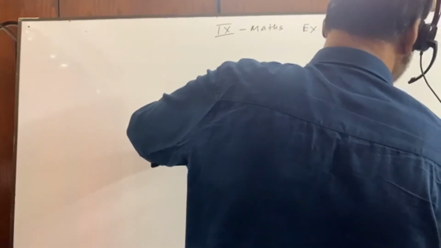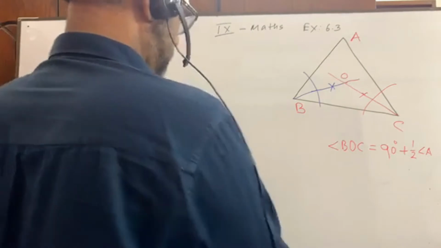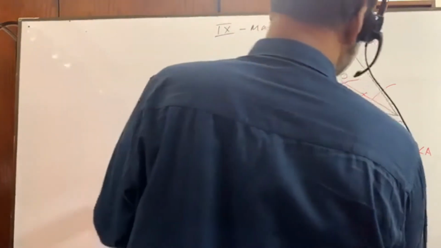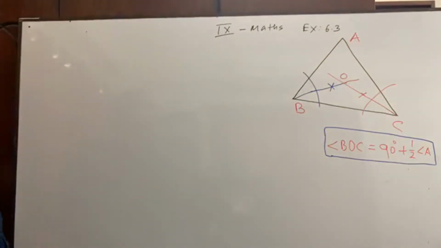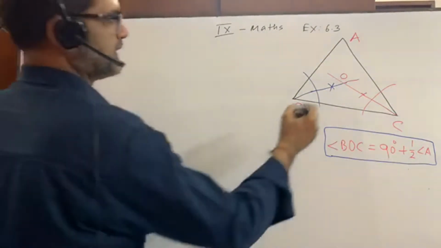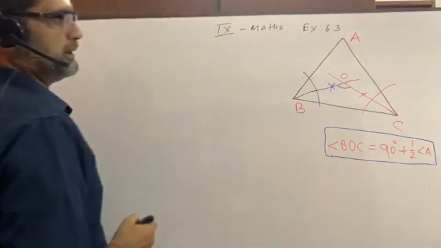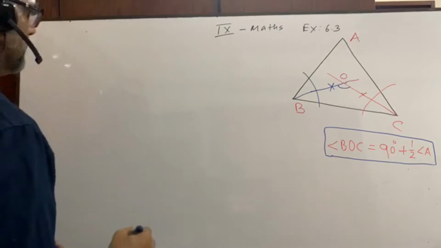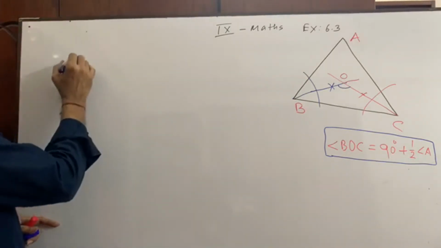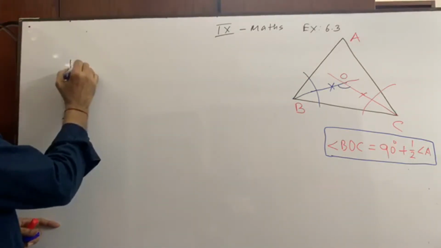We have to prove this. Okay, we have to prove that angle BOC is equal to 90 degrees plus half of angle A, right? That is this angle. We have to prove this angle is equal to 90 degrees plus half of angle A. Well, you see what I am going to write down here.